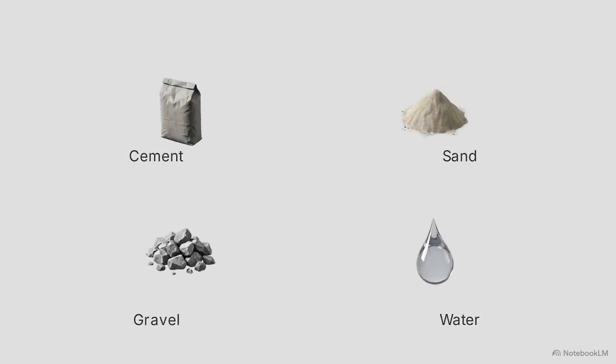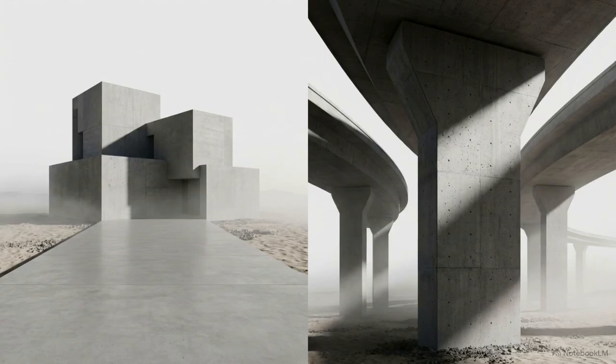Understanding the distinct physics of these 4 ingredients is necessary for engineering stability. When mixed correctly, they create a material that is used for everything from residential driveways to heavy load-bearing columns.